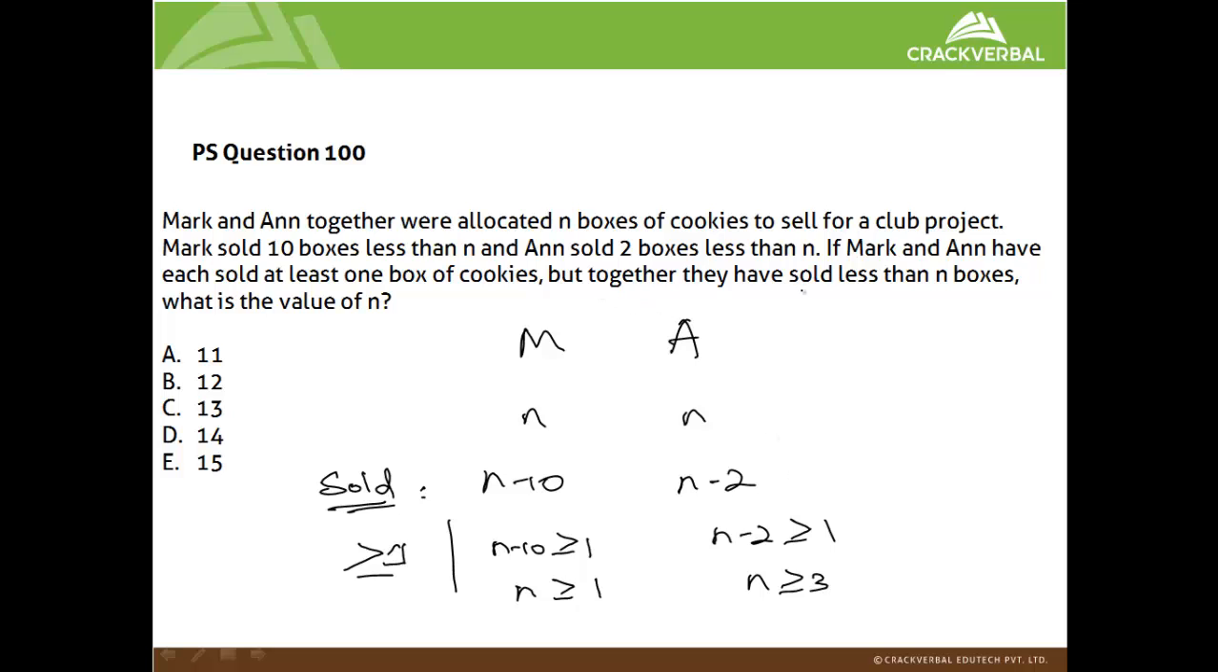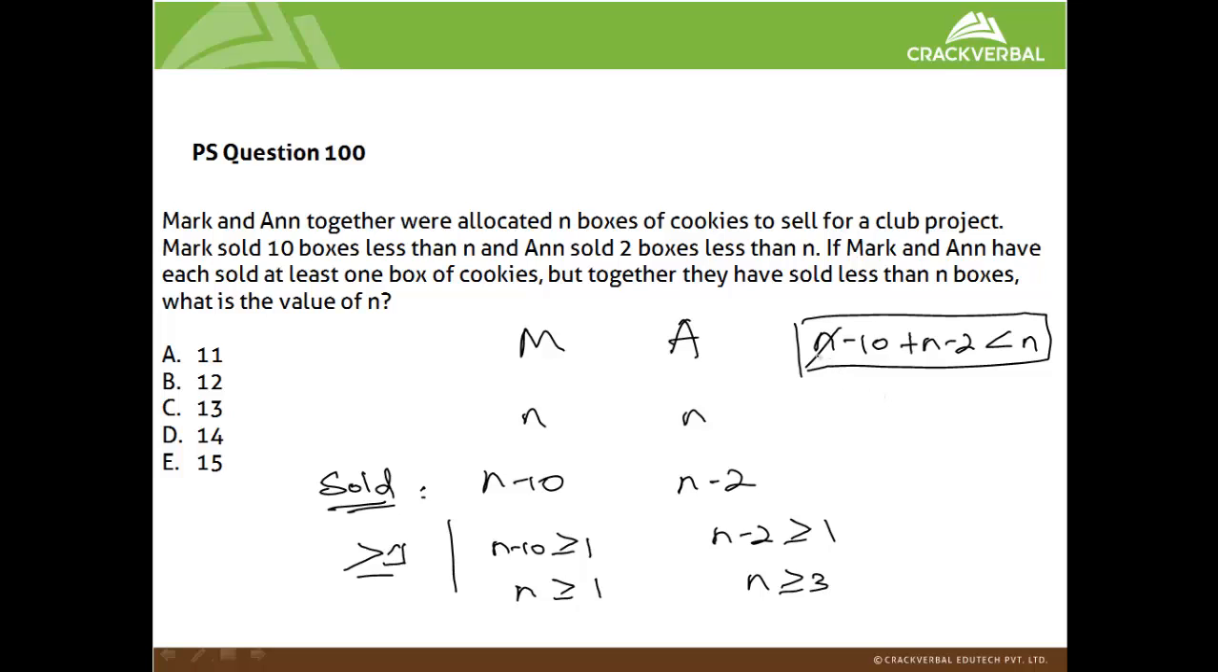But both together they have sold fewer than n boxes. So n minus 10 is what Mark has sold and n minus 2 is what Anne has sold. Both together have sold less than n boxes, so less than n. When we solve for this, we can subtract n from both sides without changing the order of the inequality. Adding or subtracting does not change the order of the inequality.